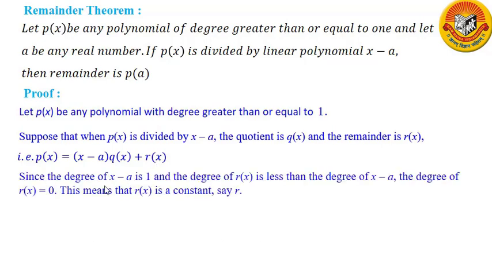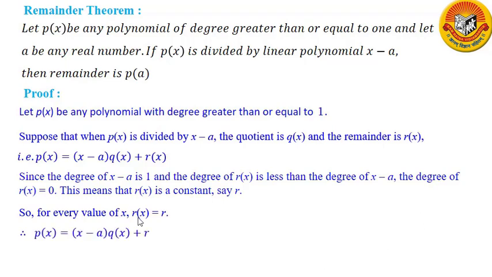Now since the degree of x minus a is 1 and the degree of R(x) is less than the degree of x minus a, the degree of R(x) will be 0. Therefore, we can take R(x) as R. This remainder has degree less than 1, so this remainder will be a constant term. So in place of R(x), we write only R. R is a constant term. So therefore, P(x) will become (x minus a) into Q(x) plus R.